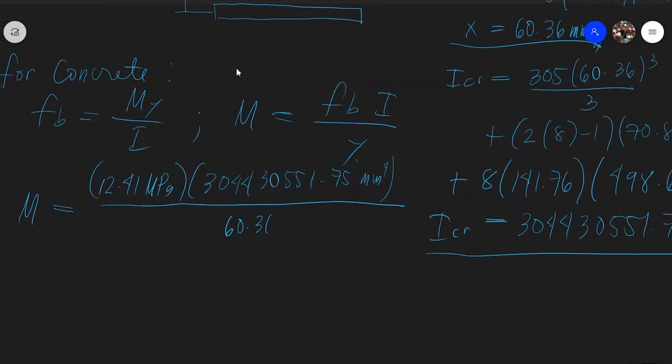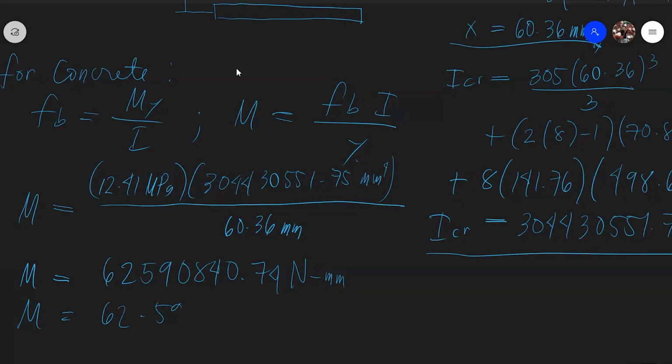What's the value of M? It is 62590840.74, in Newton mm. So your moment is 62.59 kilonewton meter. This is your moment according to concrete.